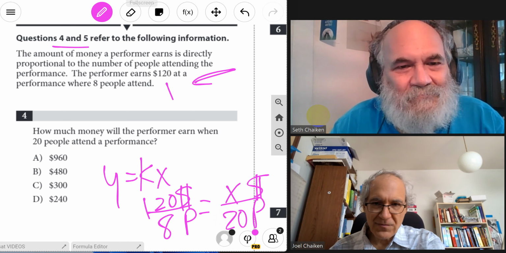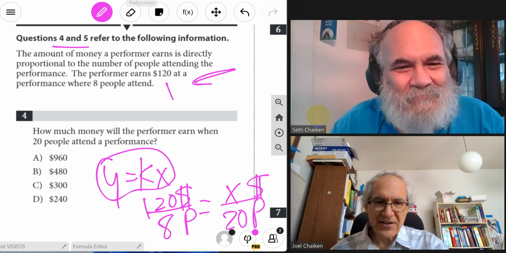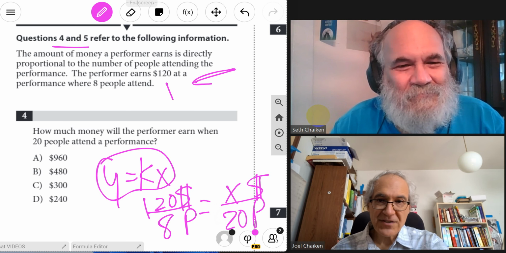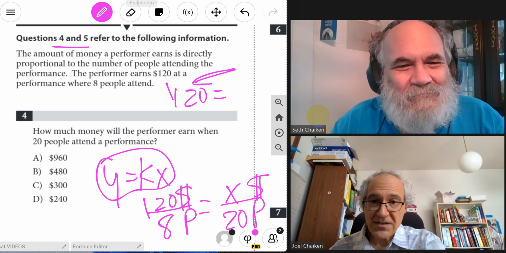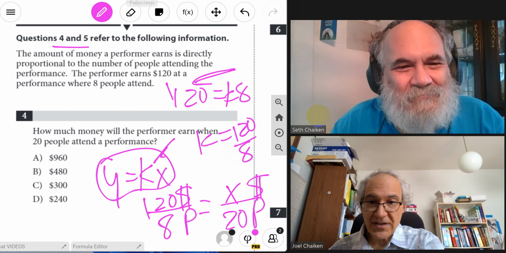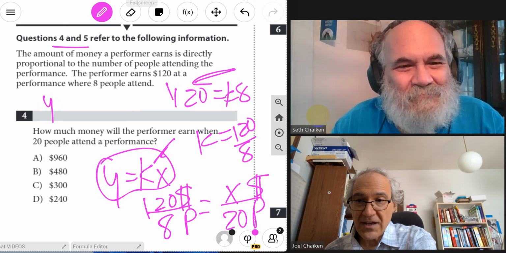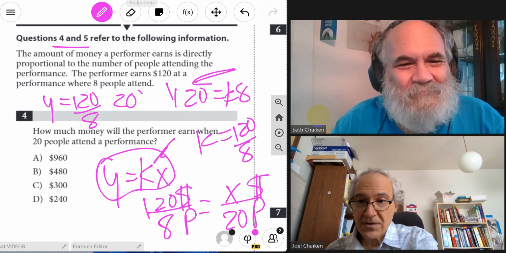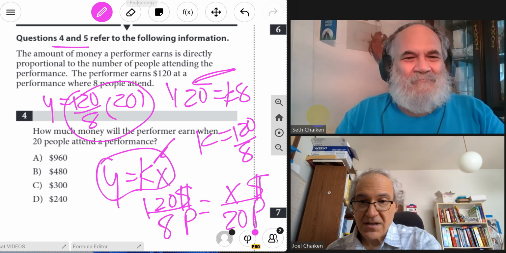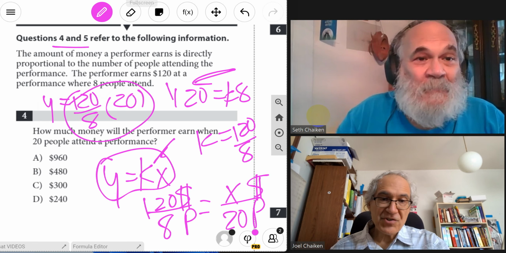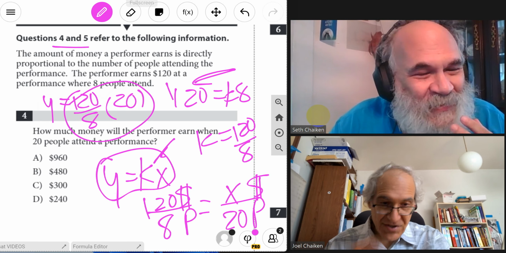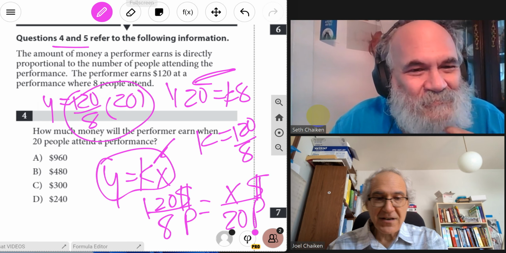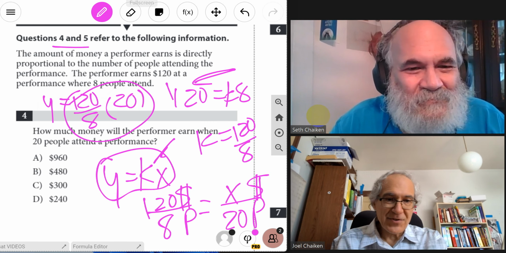Or you get the constant of proportionality, which means 120 equals k times 8, so k equals 120 over 8. Then you use this formula: y is 120 over 8 times 20 people, and then the answer is this. So those are the two ways. I'm not yet done answering the question, but that's how you set it up. Those are the two reasonable ways of doing it.